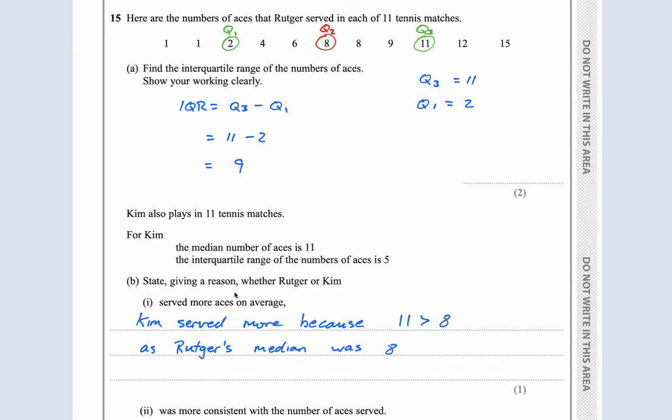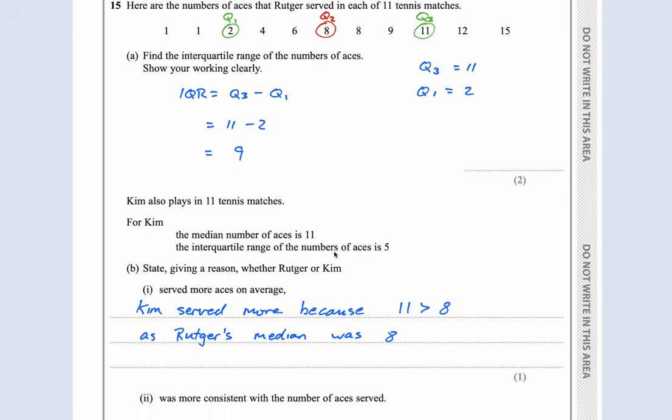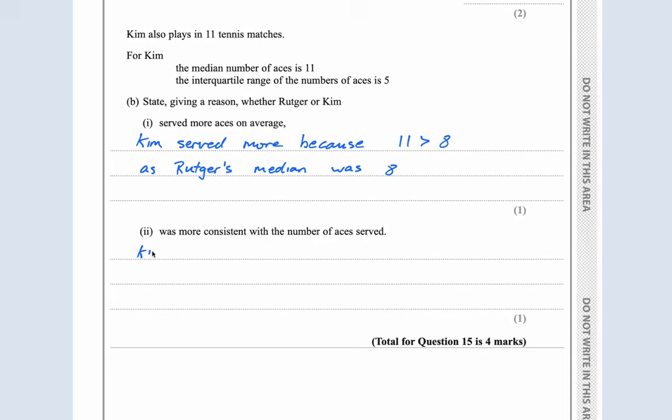And state, giving a reason, whether Rutger or Kim was more consistent with the number of aces served. So consistency, guys, they're testing the interquartile range here. So who had a lower interquartile range? Kim had a lower interquartile range, so Kim was more consistent. So Kim, as her interquartile range is less than Rutger's. 5 is less than 9.